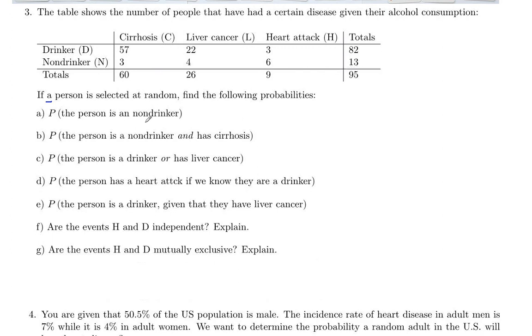So a person is a non-drinker. Well, non-drinkers are 13 desired outcomes out of our total of 95 total outcomes. So 13 out of 95, desired out of total.